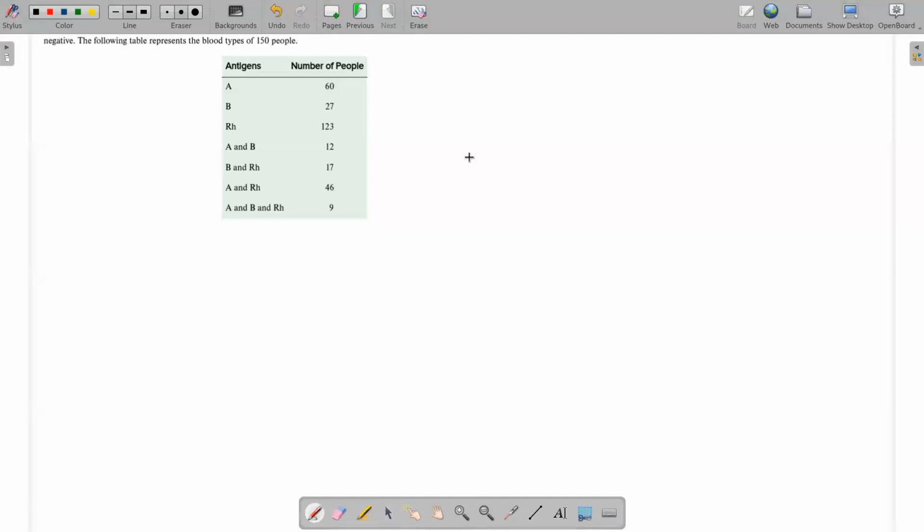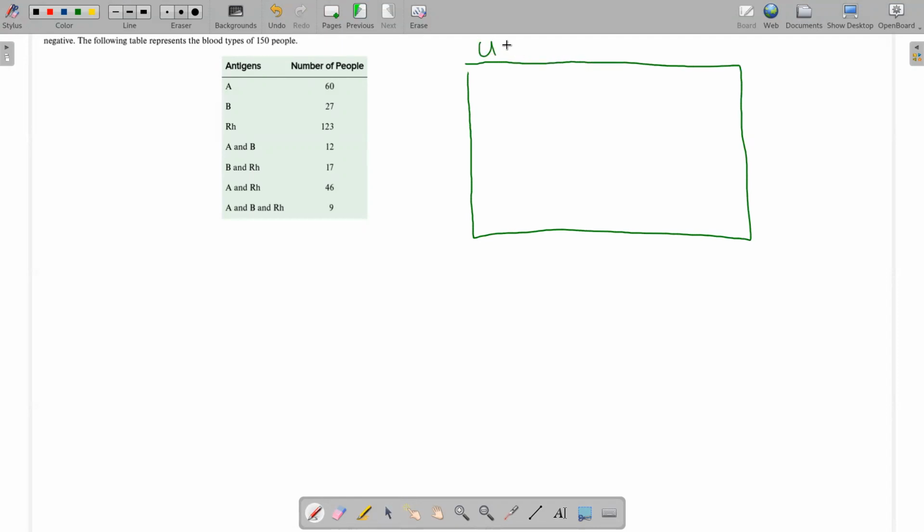So I have a universe here. A universal set is blood types, or antigen information, I should say. Information for 150 people. And then there's a summary of that information given in this table here. So I'm going to try and take that table and put it into a Venn diagram.